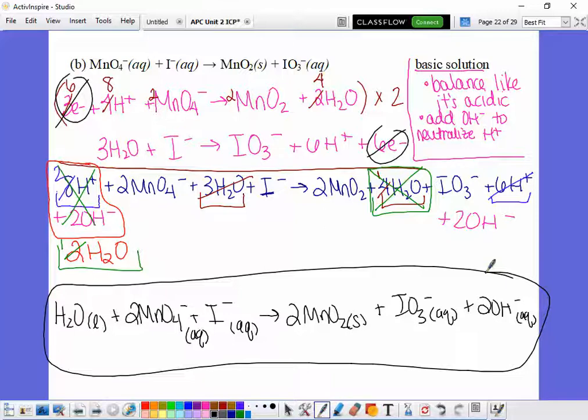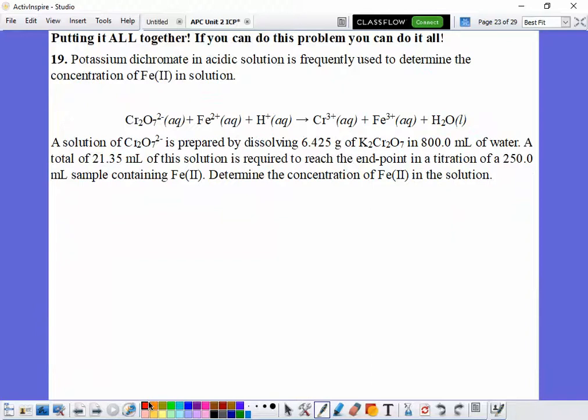All right, so now we're going to do the last problem in the packet that I want to do today. This last problem, number 19, I love this problem. I don't know how I can make it any plainer. It's on the test.